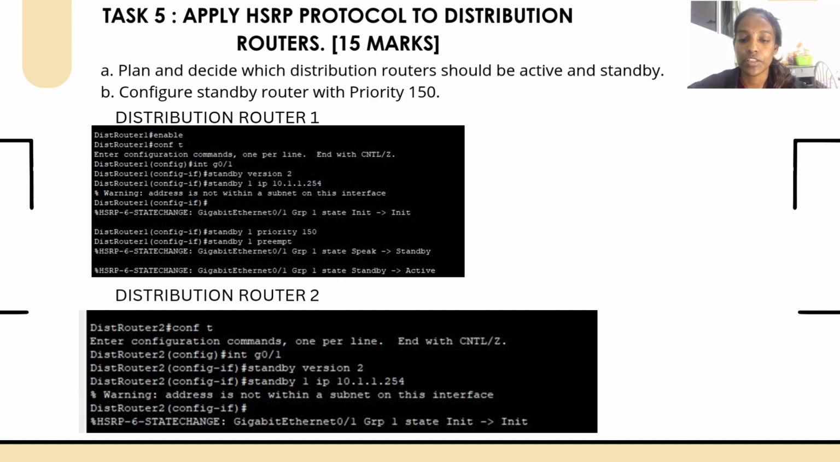Okay, based on the Packet Tracer simulation, we also verify that if distribution router 1 is shut down or disconnected, distribution router 2 automatically becomes the active router. So that's all from me, sir. Thank you very much.